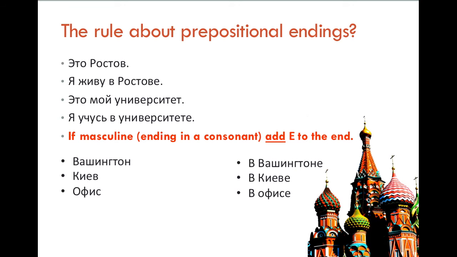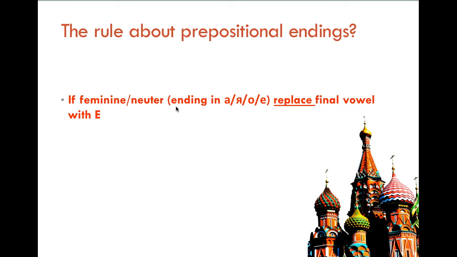Just start memorizing how to say в Вашингтоне. Just remember that to say in Washington, this is how I say it. Okay? And eventually those rules will start to click for you. Okay, so that was the rule about masculine nouns that end in consonants. So what's the rule then about feminines?